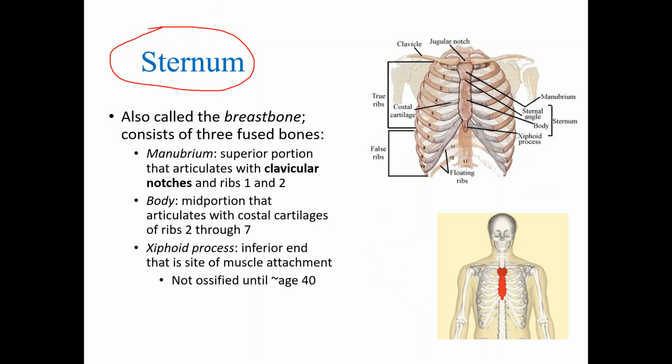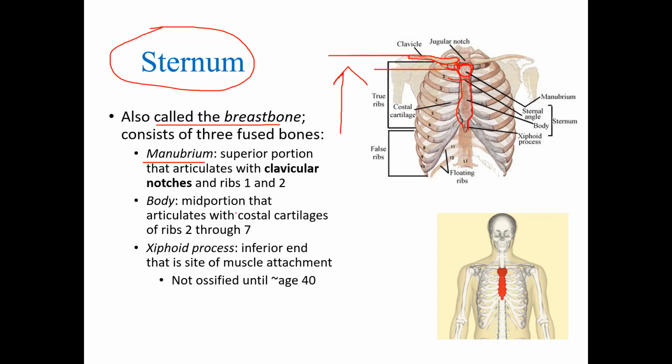Let's take a look at the sternum first. This is also called the breastbone. Okay, it's this kind of massive bone over here. Okay, and we can recognize several regions here. There is the manubrium, which is the superior portion, okay, superior, going towards the head, that articulates with the clavicular notches over here. Okay, this is the clavicle. We haven't talked about it. We will. Okay, there is an articulation point here, and also with the ribs number 1 and number 2.